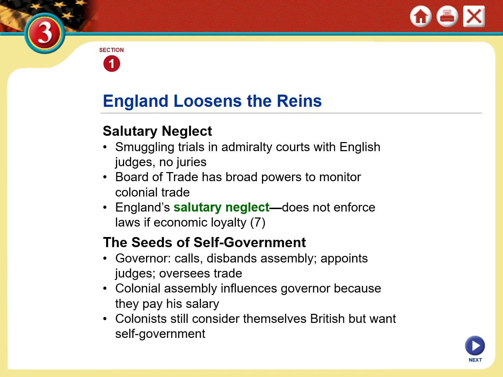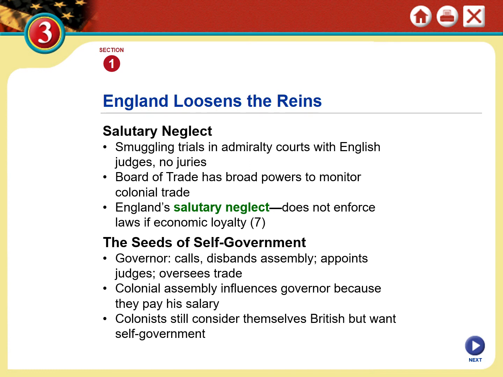And so this is really what we could consider the seeds of self-government. Though these colonies were viewed as enterprises, investments, economic pursuits, Britain was beginning to realize that controlling these colonies politically was not going to work. And so the governor called and disbanded this Board of Trade Assembly. In fact, he appointed judges to oversee trade.